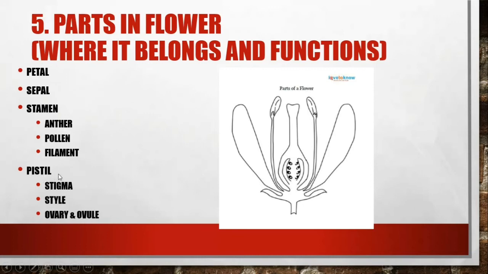Pistil, which is a female structure: stigma, style, ovary, and ovule. This is a female structure, but it is your job to figure out which part belongs. And some specific properties too, like for example, the sticky part of the pistil. You need to find that out. And why is it sticky? So that the pollen will stick there, right? Something like that. Or the site of fertilization. You need to find that out also.